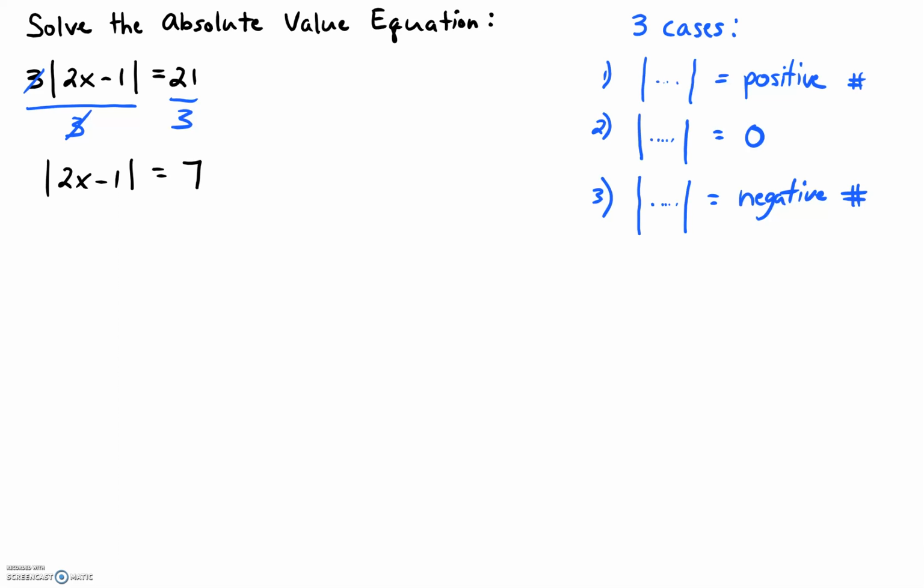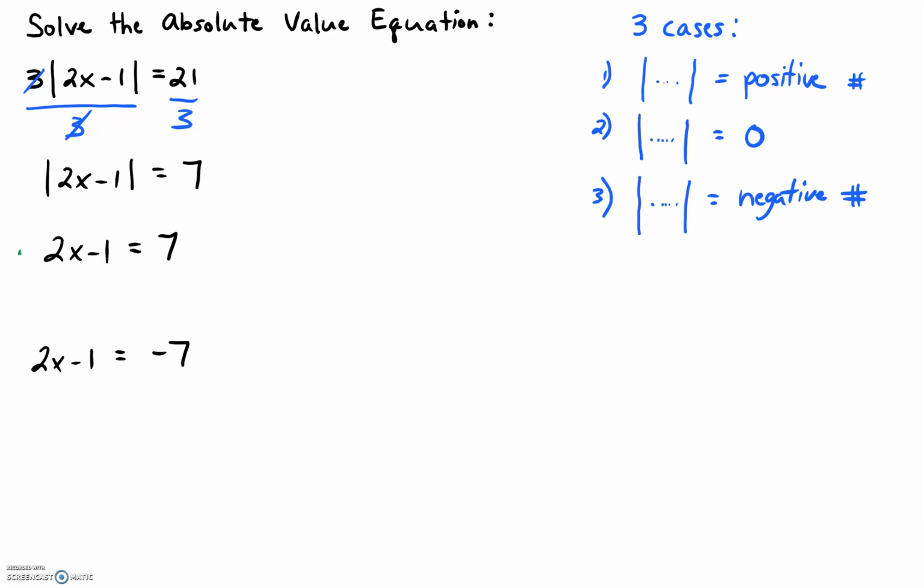So now that we've gotten the absolute value term by itself, we can see which case it is. We have the absolute value of 2x minus 1 being equal to a positive number, positive 7. So now we need to set up 2 equations. To deal with the absolute value bars, we're going to set up the equation 2x minus 1 is equal to positive 7, and 2x minus 1 is equal to negative 7. Because like I said, there are 2 numbers that have a distance of 7 from 0. That is positive 7 and negative 7.